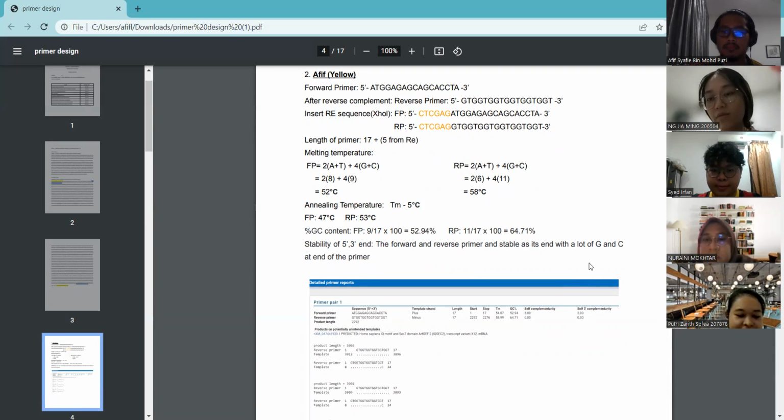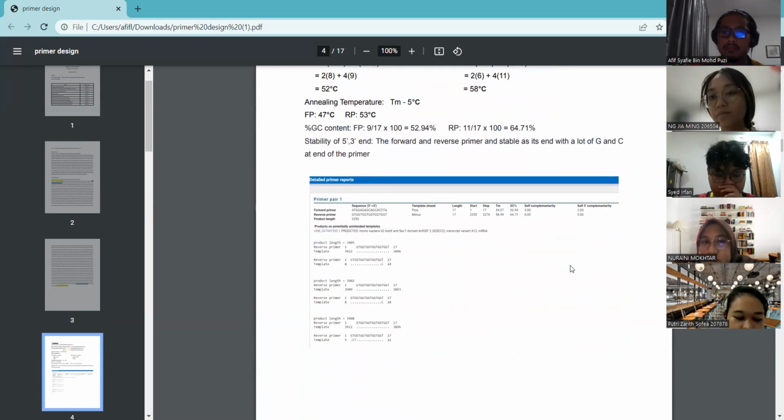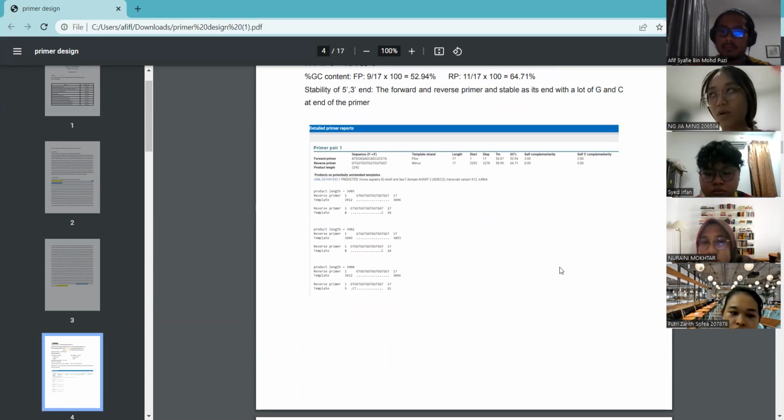For the stability, we found that the forward and reverse primers are stable at their ends, with a lot of G and C at the end of the primer. After that, we checked with Primer-BLAST. Based on the result, we can say that this pair of primers is quite suitable because it has a low self-complementarity value, and the melting temperature and GC content are also optimum.